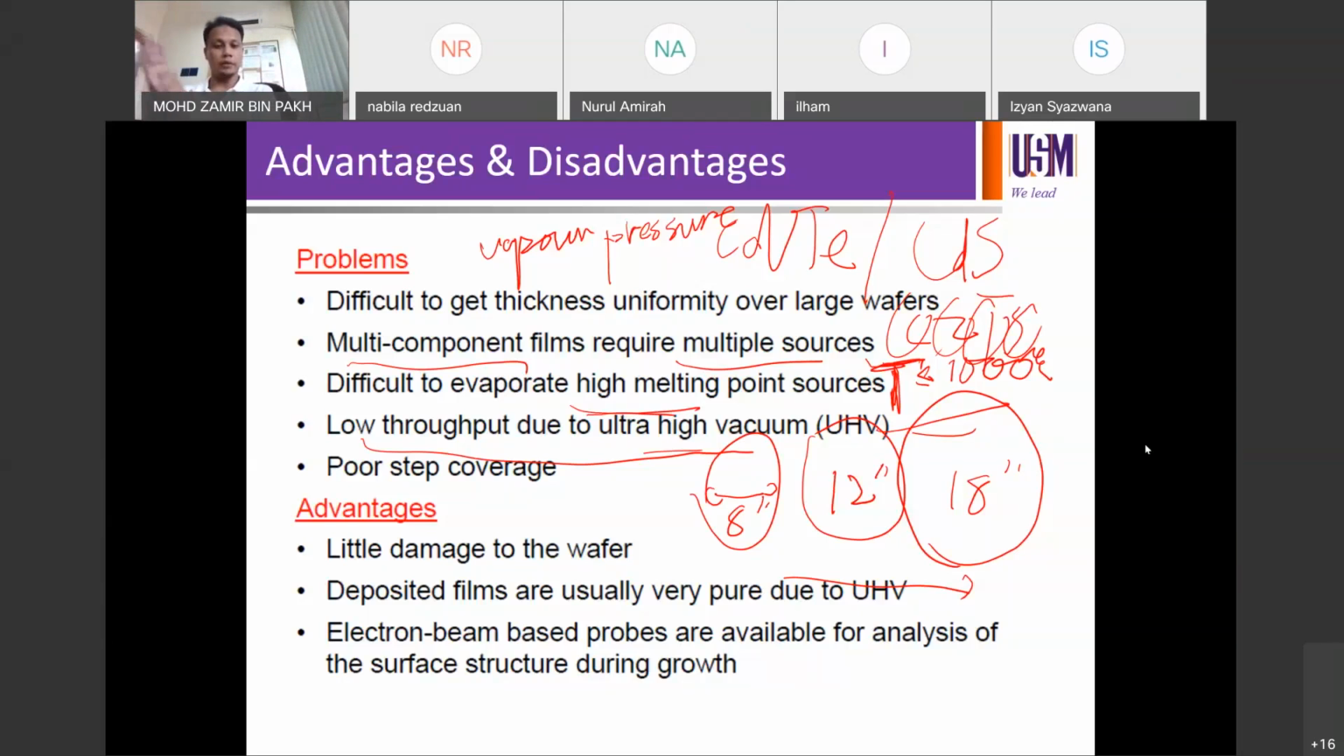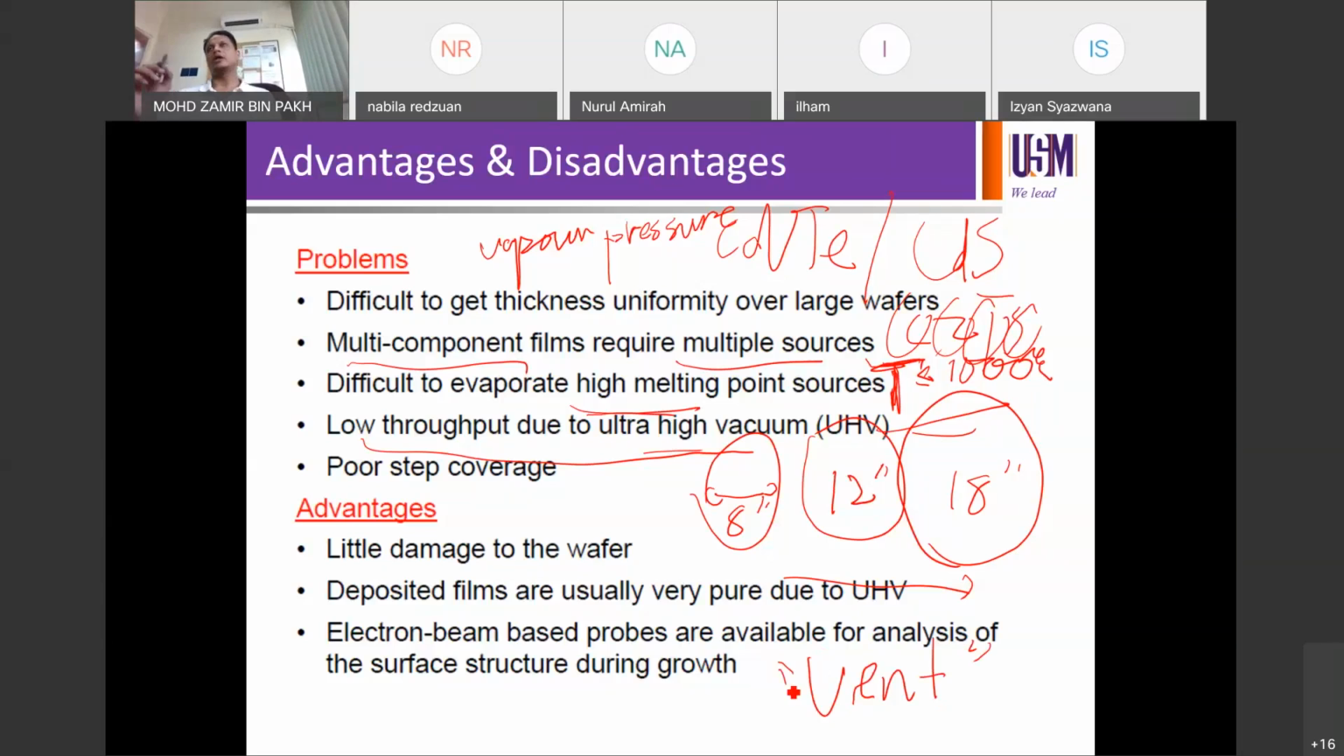So low throughput. Typically, when we use a system with UHV, nanti kita akan tengok video. You're gonna have a chamber like that, but for you to insert a sample, katalah you dah habis deposition, you need to remove the chamber so that you can take out your sample for next processing. To be able to remove the sample from the chamber, you need to vent the chamber. Vent means V-E-N-T.